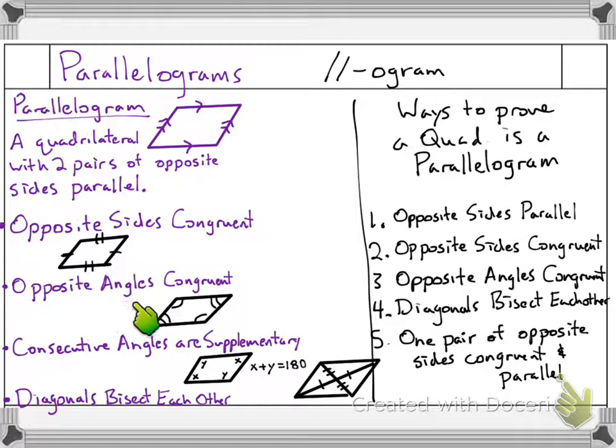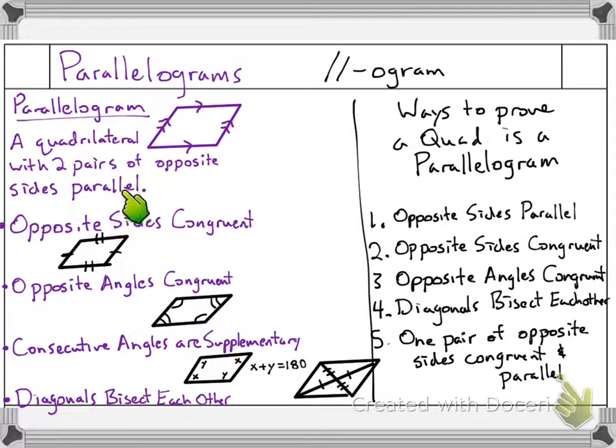We have that both pairs of opposite angles are congruent, so these two and these two. Consecutive angles are supplementary, meaning angles next to each other that share a side will always be supplementary, and this comes from same side interior angles. And last, diagonals bisect each other. So we have five things we're talking about.